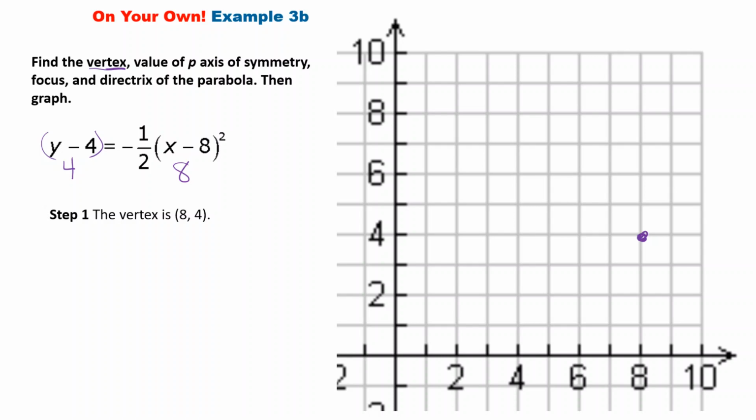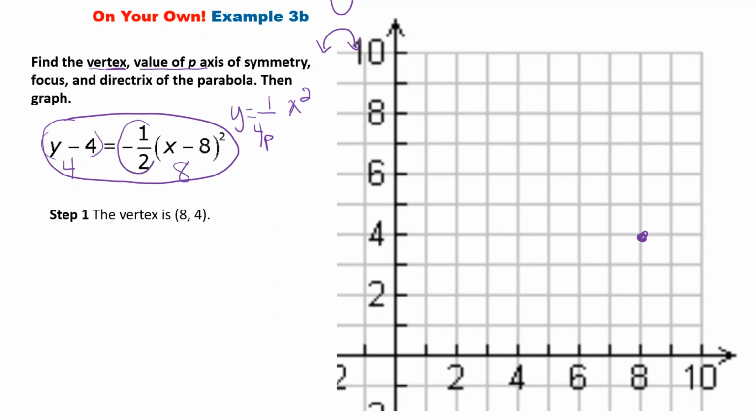All right, the next thing I want to do is find the value of p. Well, let's take a look at how my equation is written. And I can see my equation is written in the form y equals 1 over 4p x squared. All right, so that means my parabola is going to look like this or like this. So I'm going to need to figure out which way, whether it's up or down. So let's take a look.